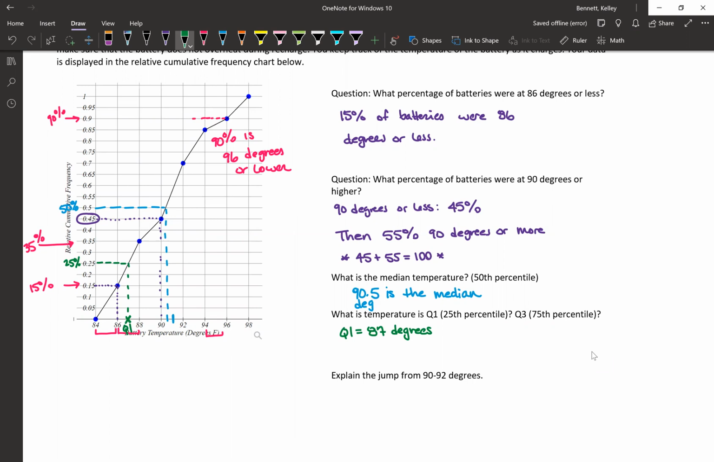And then I'll do the same for 75. So here's 75%. Oops. And I take it back to my chart and I go straight down. And not quite in the center. So I don't know, let's call it 92.5.